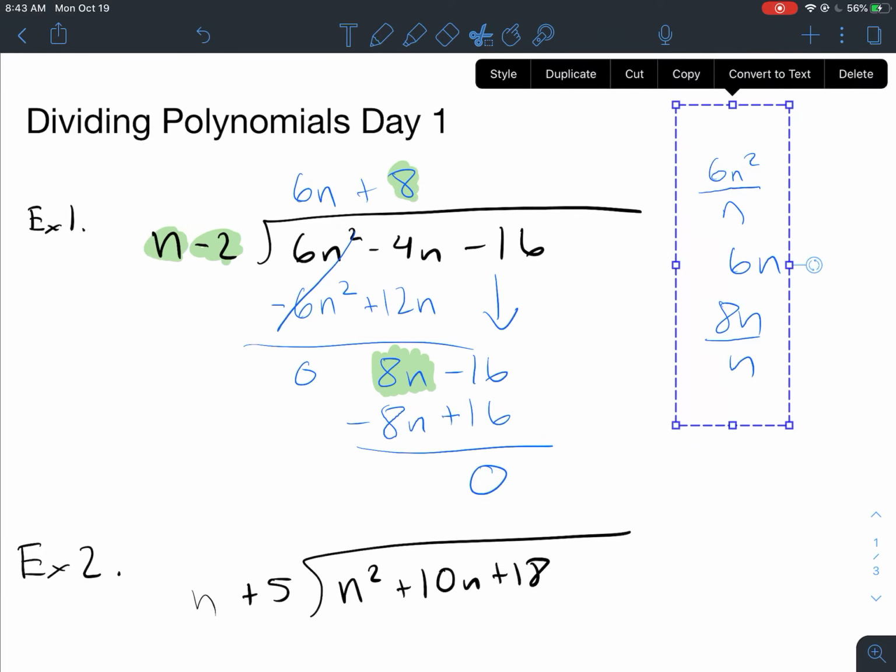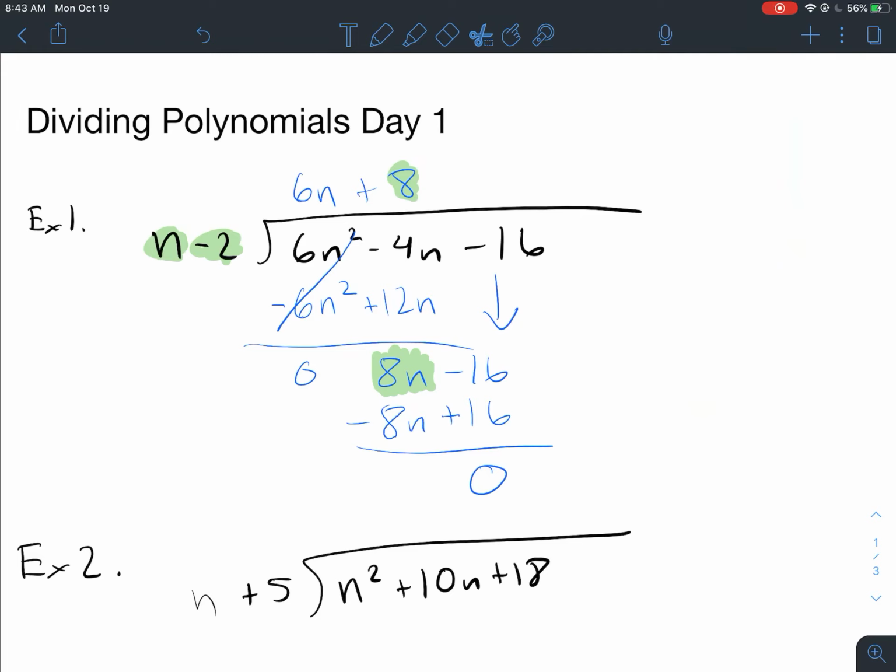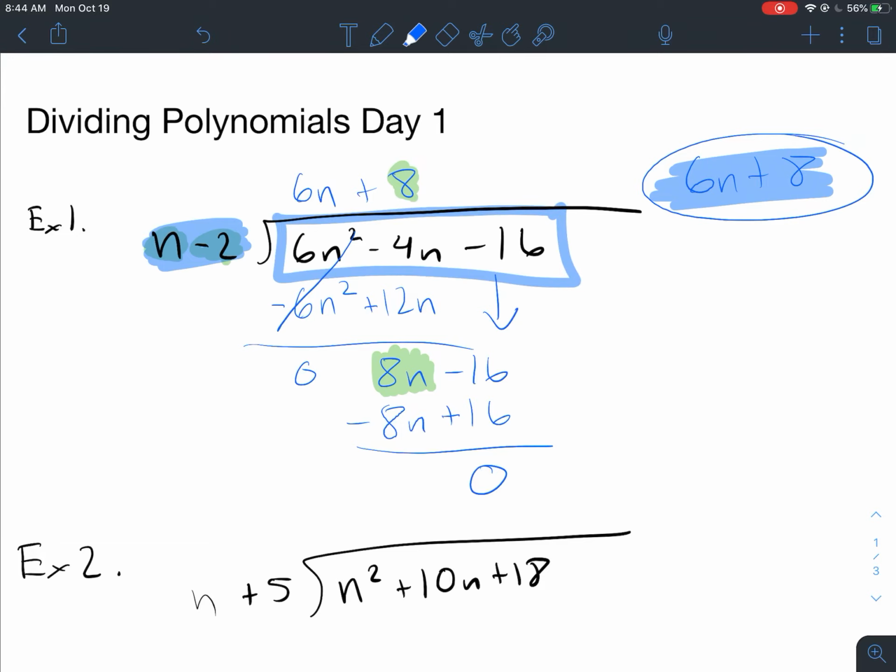So once you get a 0, we've gone through all of these terms and we got a nice pretty 0 at the end there. That means that we have no remainder. If you get a 0 and you have nothing else to bring down, that means you have no remainder. Our answer here would just be 6n plus 8. Now, could you check your answer? Yes, you could check your answer by multiplying this binomial with this binomial, and when you multiply them, you should get this original polynomial.